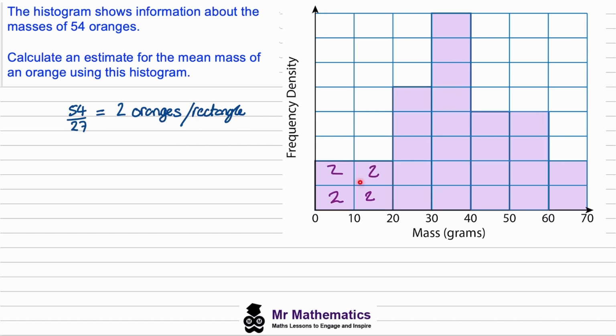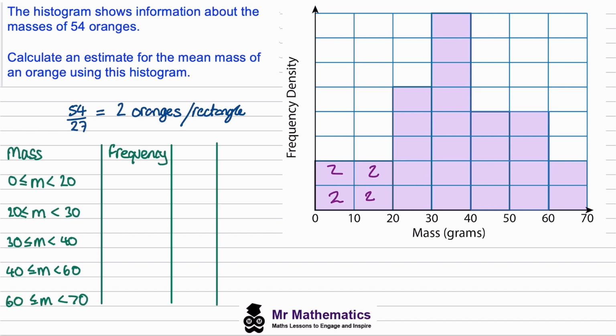And then we can use this idea to work out our frequency table for us to calculate the mean. So between 0 to 20, we've got a frequency of 8. Between 20 to 30, there's 5 rectangles, so we've got 5 times 2, which gives us a frequency of 10. Between 30 to 40, we've got a height of 8, so 8 times 2 will give us a frequency of 16. And then 40 to 60, we've got 2 by 4, so again, frequency of 16. And then finally, we've got a frequency of 4 here.